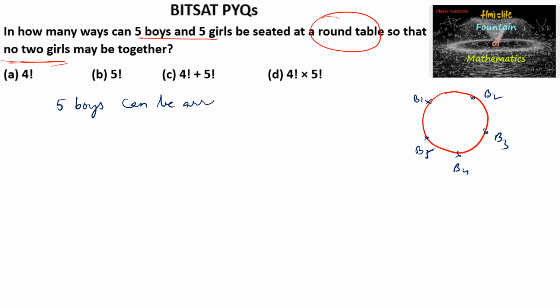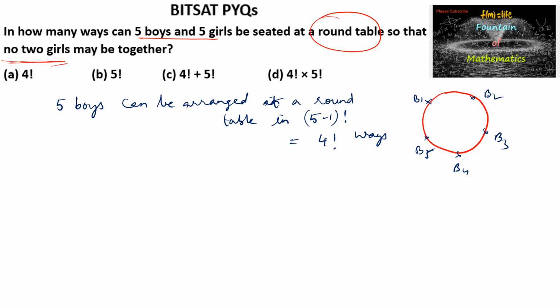in a round table in 5 minus 1 factorial, that is 4 factorial ways. Because for circular permutation, if n objects are there, first we need to fix one object, then the remaining objects can be arranged. So if one object is selected, then the remaining 4 objects can be arranged in 4 factorial ways. So this is how circular permutation can be arranged.